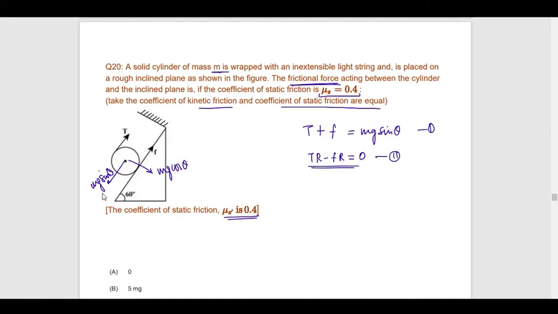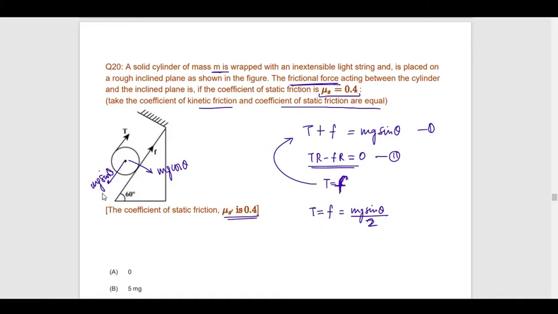From the second, we can observe that T is equal to F. And if we put it in the first equation, we will get T equal to F equal to mg sine theta divided by 2. So what we are observing is that the value of frictional force should be equal to mg sine theta by 2 if we want to keep the cylinder stationary.